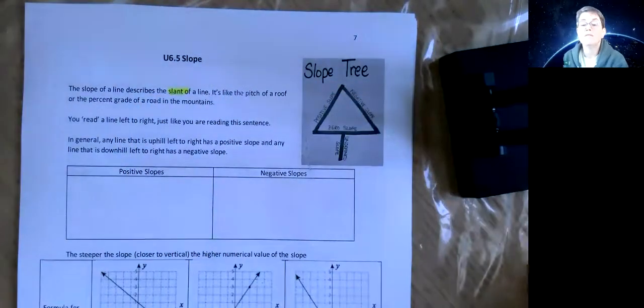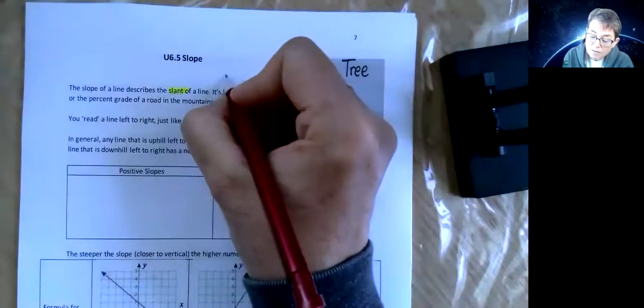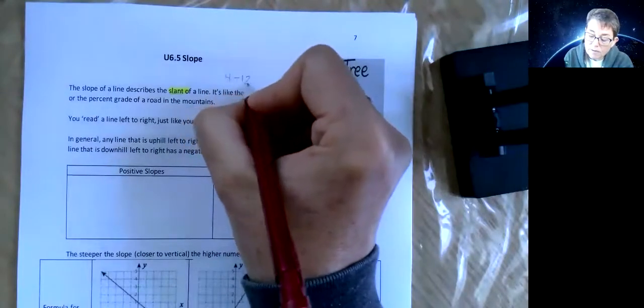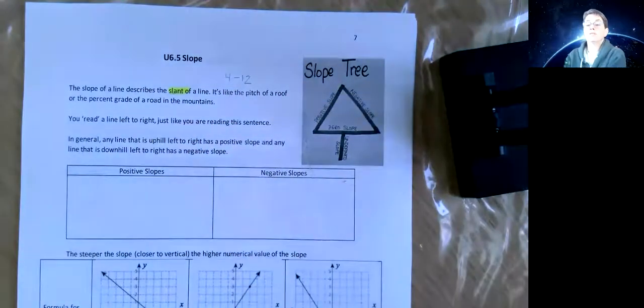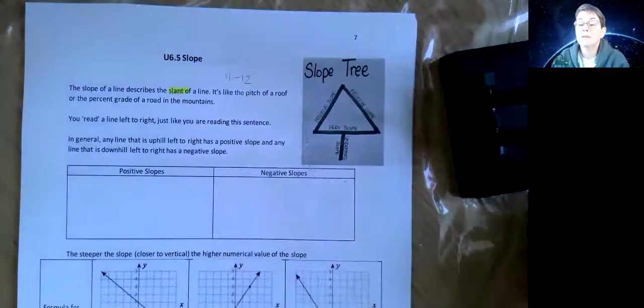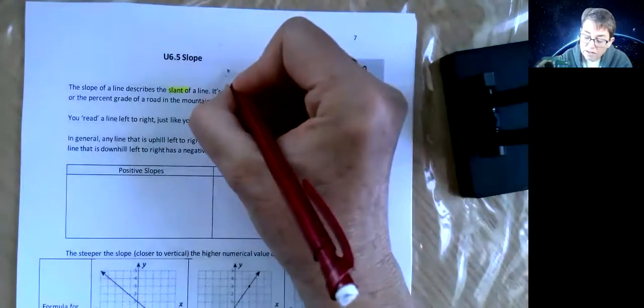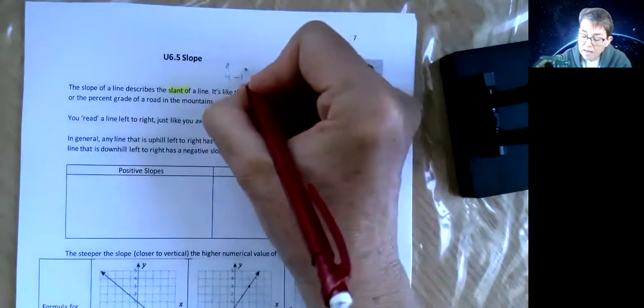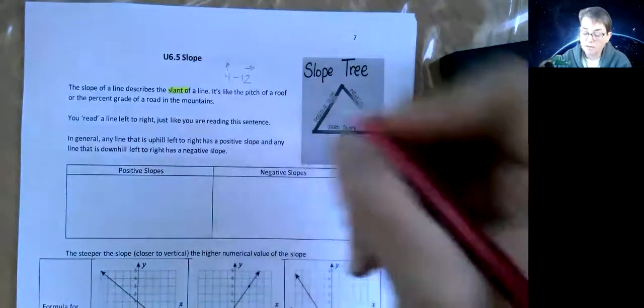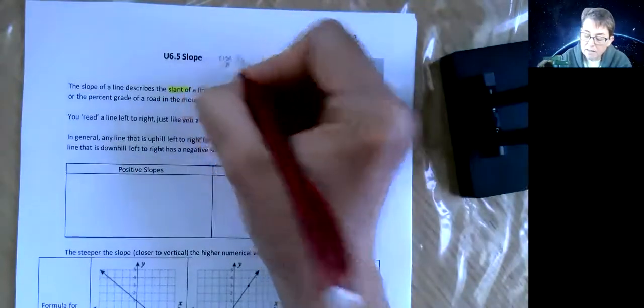If you've ever done any roofing, it's the same as pitch in a roof. You might have worked on a 4-12 roof. I've helped shingle a few times. A 4-12 roof means for every 4 inches it goes up, it goes over 12 inches. So this is my rise over my run.